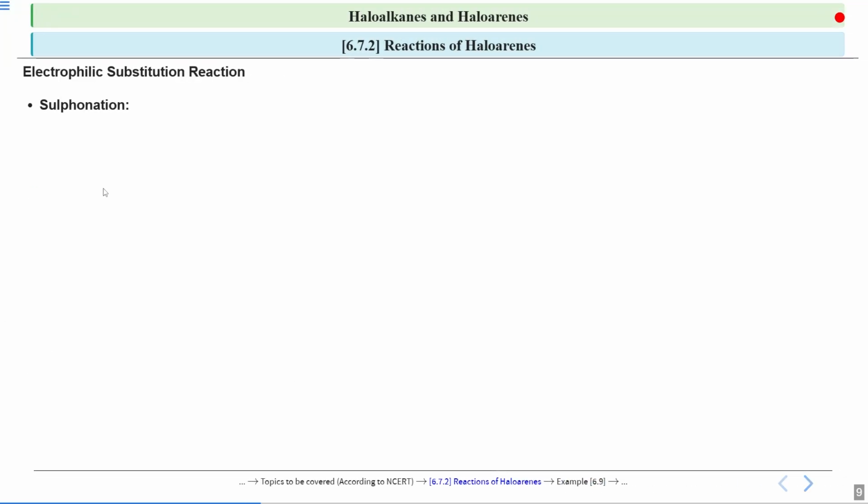The next type of electrophilic substitution reaction shown by haloarenes is sulphonation. Sulphonation is the addition of the sulfonic acid group, that is SO3H. Okay, the sulfonic acid group is SO3H, or you can say HSO3. So when this group adds on the benzene ring, that means we are doing the sulphonation of haloarenes. The sulfonic group substitutes the hydrogen atom of the benzene ring and forms the bond with it.